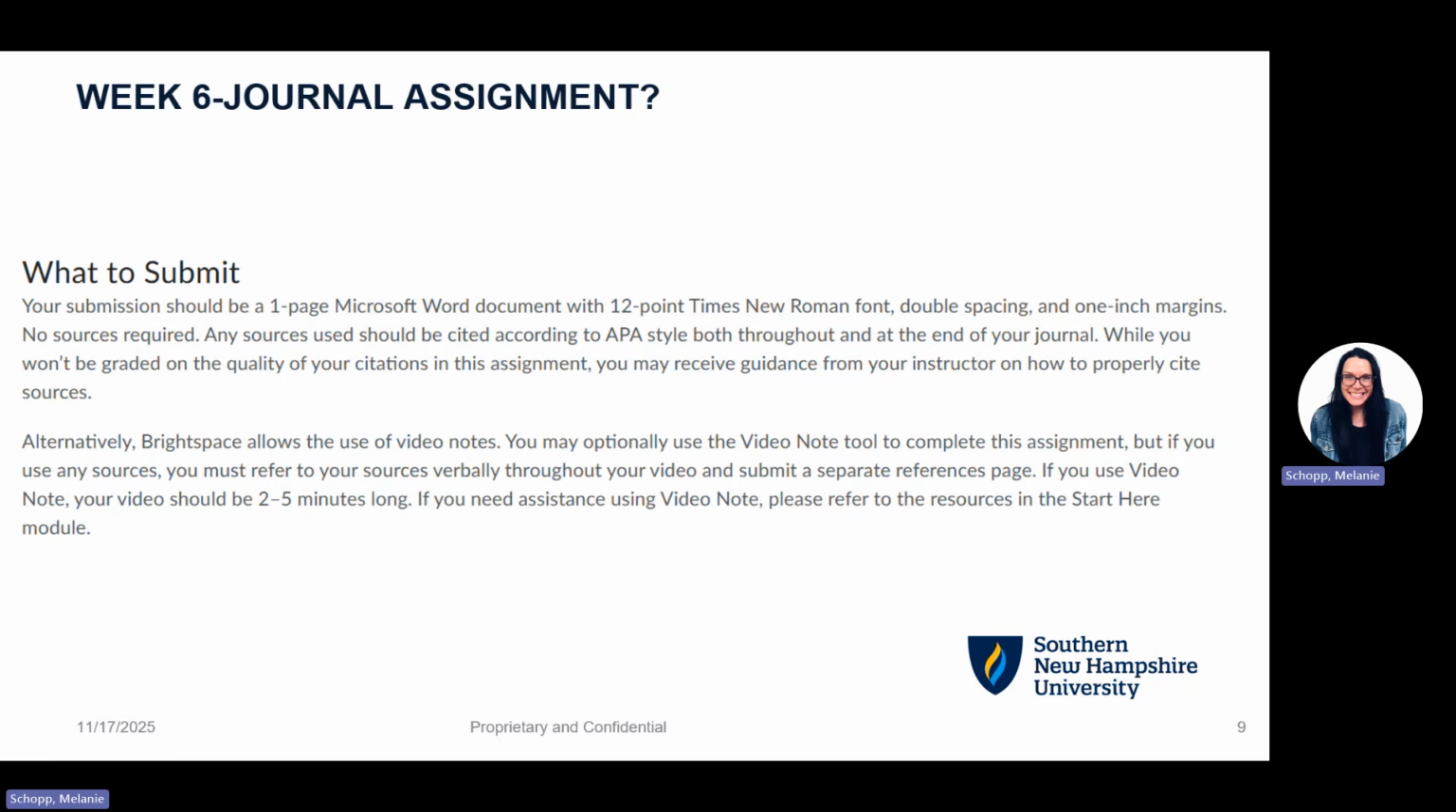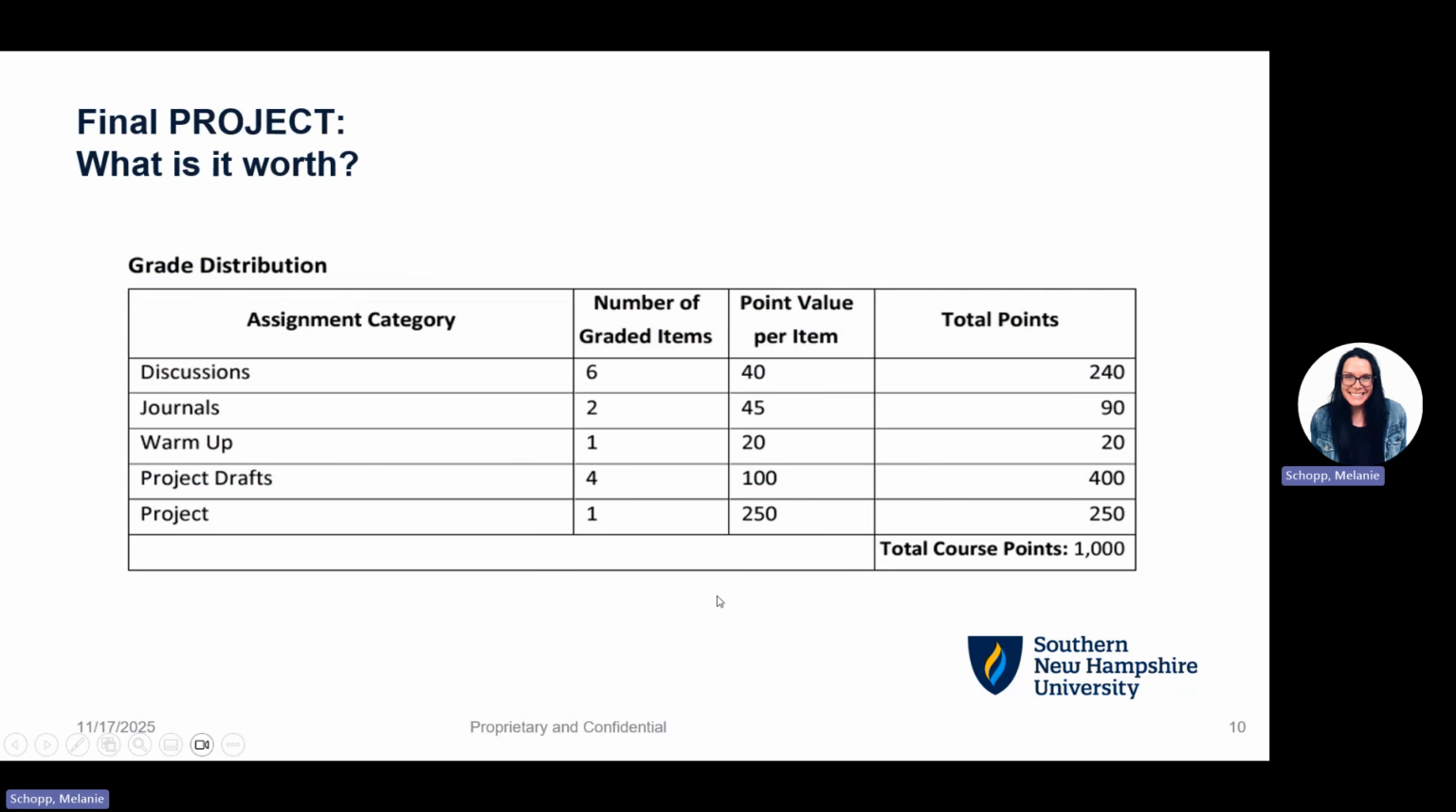Just as a reminder with those journal assignments, underneath that What to Submit section, where the assignment is outlined, you can find all the information of what is required for the assignment. If you cite any sources, you want to make sure you're doing that according to APA style. And again, the Shapiro Library and the academic support team have wonderful resources for you to have citation success.